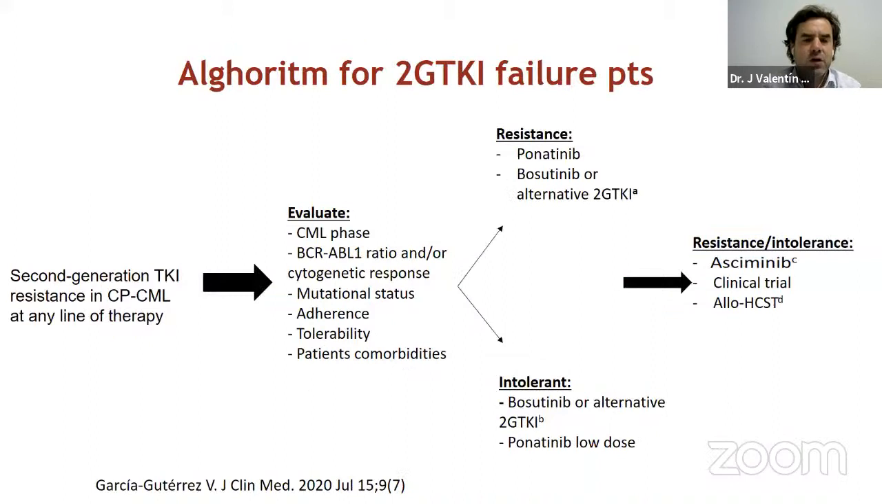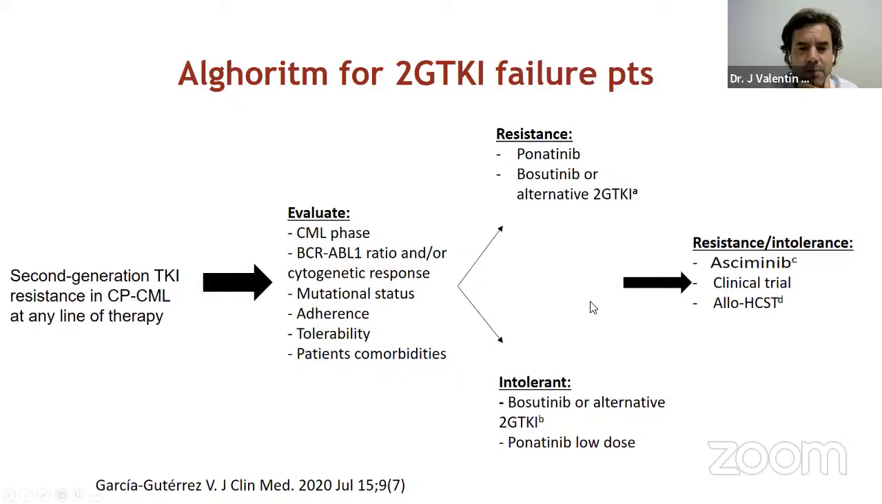So the algorithm that we can use for those patients that fail to second generation TKIs is to evaluate the reason for treatment failure, to evaluate the CML phase, if they are still in a chronic phase or advanced phase, the ratio, the mutational status, the adherence, the tolerabilities, and also the comorbidities. And it's very relevant, as I mentioned, to really distinguish whether the patient failed due to resistance or intolerance. Those patients that are resistant should be treated with ponatinib if possible, or if it's not possible due to cardiovascular risk, with an alternative second generation TKI.